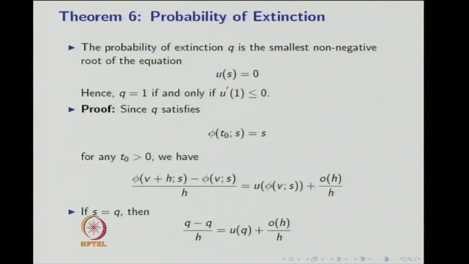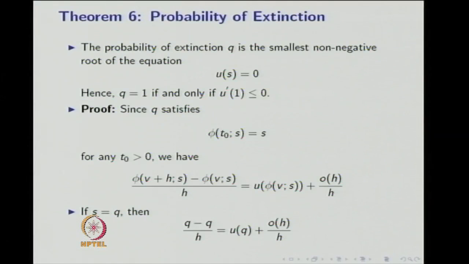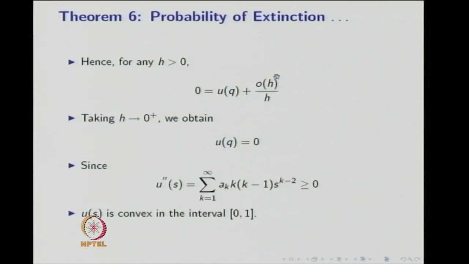Therefore, in the earlier theorem we have concluded the probability of extension Q is the smallest non-negative root of the equation psi of T naught comma S equal to S. But here by using this we concluded U of Q is equal to 0. Hence, the probability of extension Q is the smallest non-negative root of the equation U of S is equal to 0, because we concluded U of Q is equal to 0. Suppose you find the double derivative of U, that will be greater than or equal to 0. Hence, we conclude U of S is a convex function in the interval 0, 1.